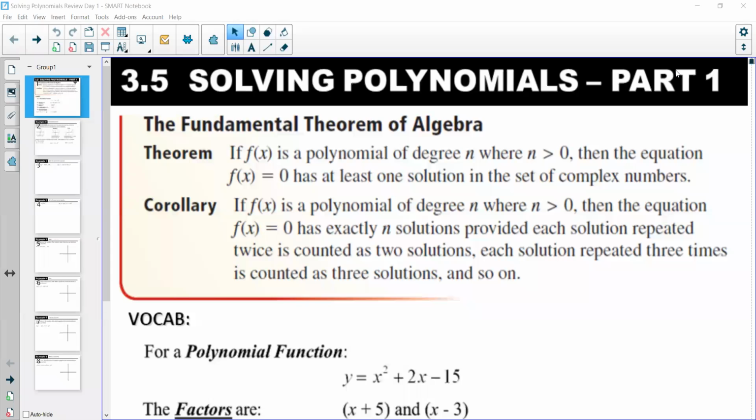Hi, this is Mrs. Kidman, and in this video, we are going to be discussing how we can solve polynomials. Now, this is a review of some of our other videos, so if you want a video on how to specifically solve by factoring or solve using the rational root theorem, then please check out one of the previous videos.